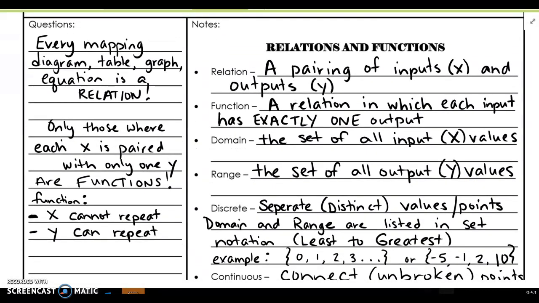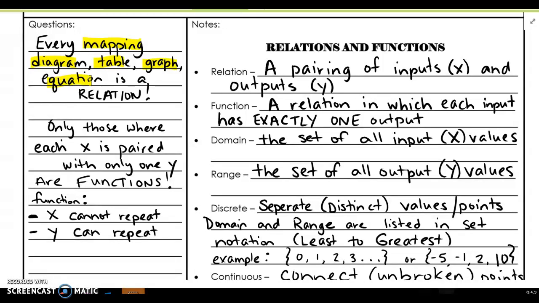You talked about this last year, and you learned that a relation is anytime we pair an input and an output. And these pairings can be represented as a mapping diagram, a table, a graph, an equation. All of those are ways to show a relation. So every time you look at a table, a graph, an equation, or a mapping diagram, you're looking at a relation, some relation between the inputs X and the outputs Y. The goal here is for you to understand, when is a relation a function?